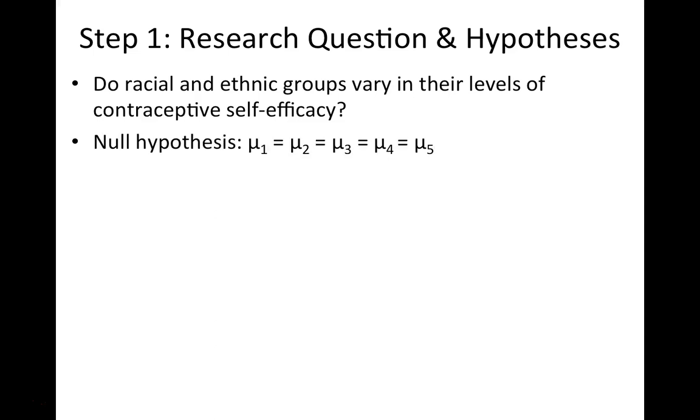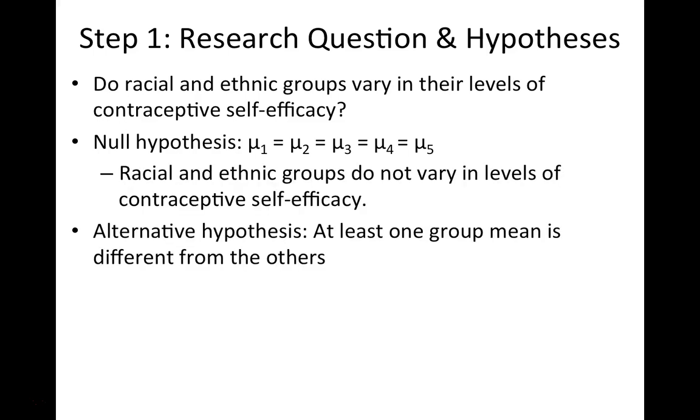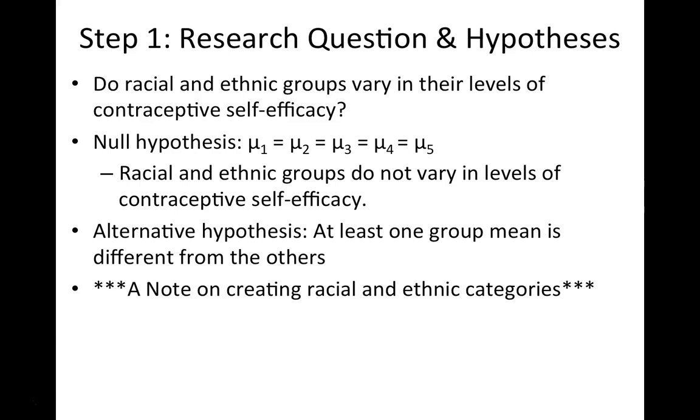And so our null hypothesis is that all of these groups are the same. In this situation, I'll show you a race and ethnicity variable that has 5 different categories. So we're saying that all 5 of these groups are the same. There's no difference in population means on contraceptive self-efficacy according to racial and ethnic group. And the alternative hypothesis is that at least one group mean is different from at least one other group mean. So I'll walk you through this example.